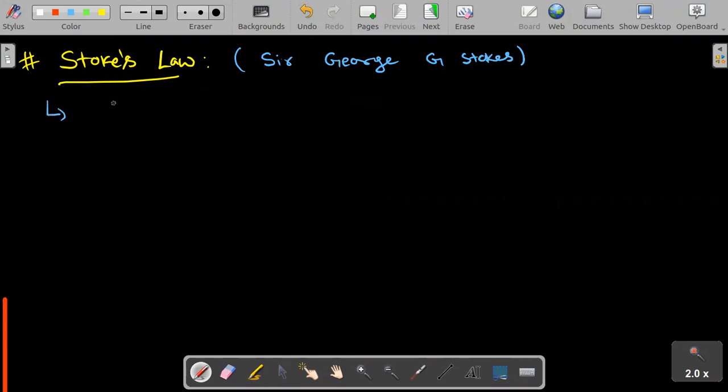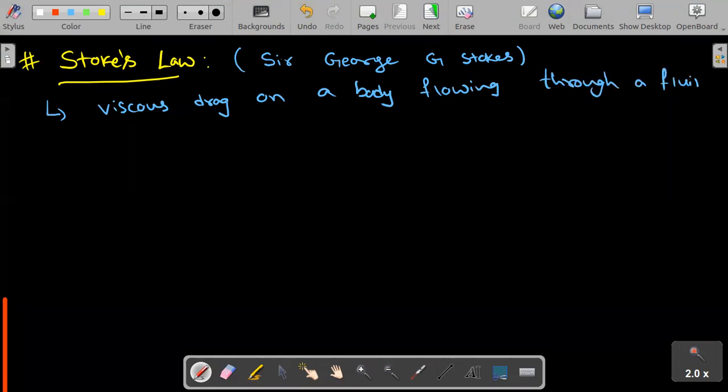It explains the viscous drag or the viscous force experienced by a body when it is moving through a fluid. So this explains the viscous drag on a body when it is flowing through the fluid. This is the speciality, and now we are going to write an expression for this.